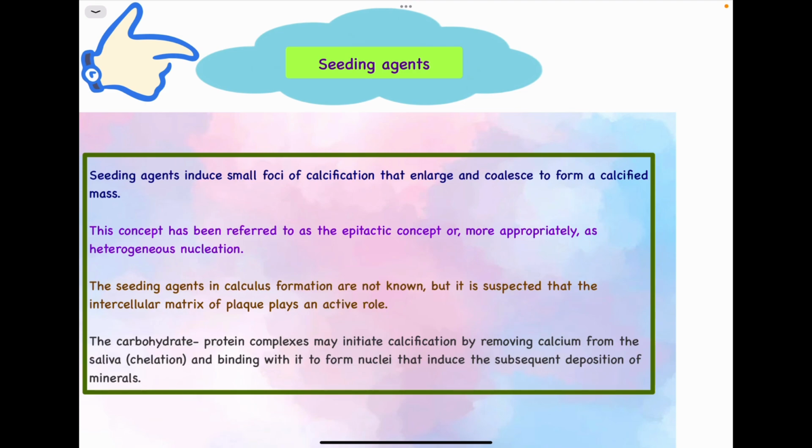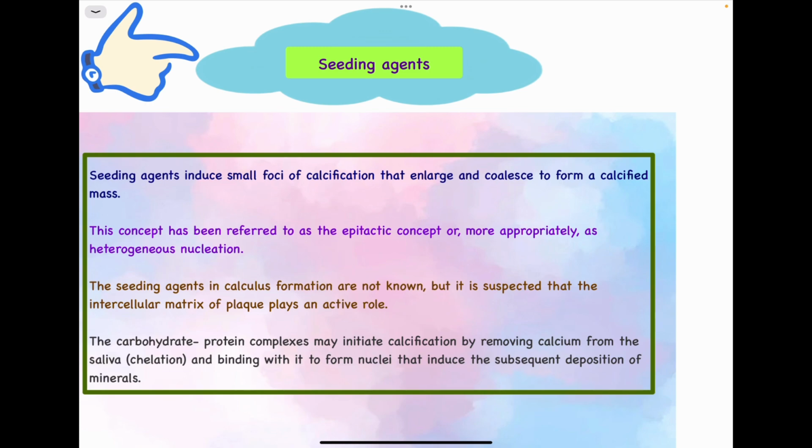Moving on to our next theory, that is the seeding agent theory. So what are these seeding agents? These are basically the agents which induce small foci of calcification that over time get enlarged and join together, or coalesce, to form a calcified mass.